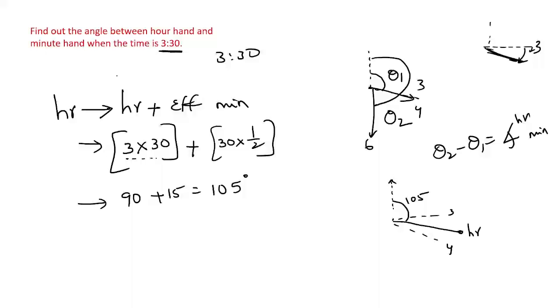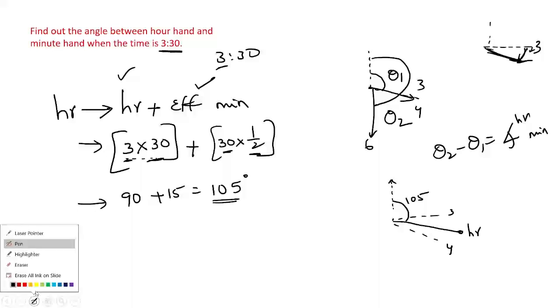For that, you have to take the hours as well as the effect of the minute hand. Simply take how many hours there are and multiply by 30, because 1 hour equals 30 degrees. Similarly, you need to find the extra movement of the hour hand. For that, multiply the minutes by half, because for every 1 minute movement of the minute hand, the hour hand moves half a degree. So 30 minutes extra means 30 into half, 15 degrees extra. If you add both of them, you get 105. That means from the starting point, the hour hand is at 105 degrees.